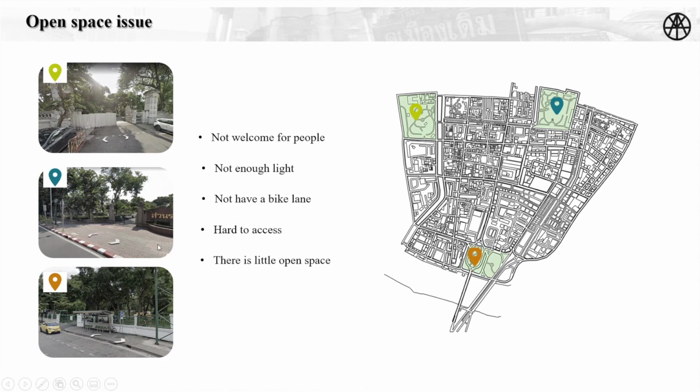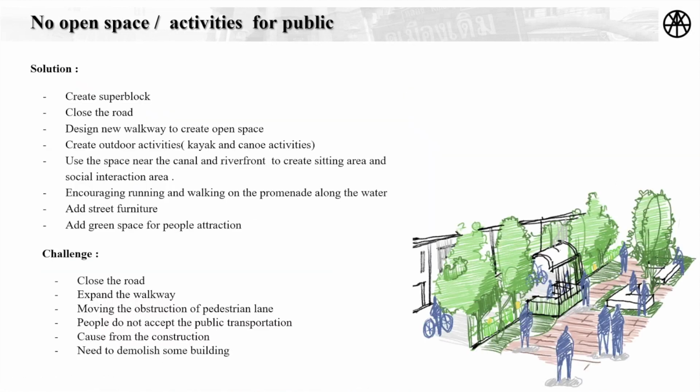And next is a solution. I think we could have a super box for more open space, and a nice space for people to walk, and could create more outdoor activity for people, with more space for sitting or social interaction, and add more running, walking, promenade, more street furniture, and more green space to attract people.